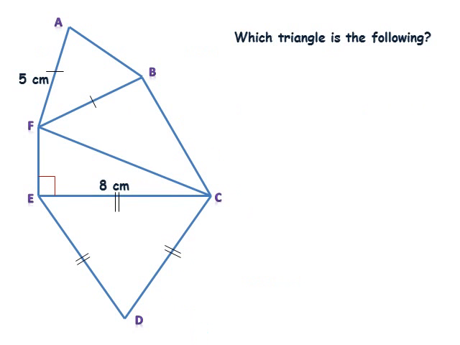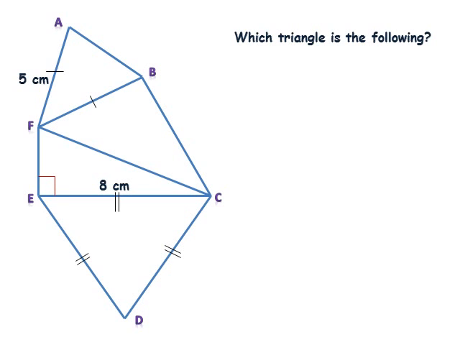Alright, so let's look at this figure. Okay, so this is a series of triangles. So let's look at the notations. We have equal sides, and the first two sides are equal. AF and FB are equal. And also in the lower side, we have EC, CD, and DE as equal sides.